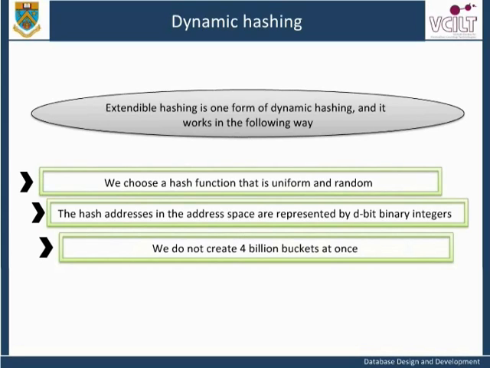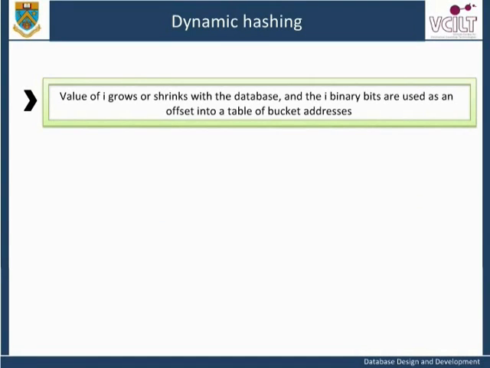For example, if there are 4 buckets at the moment, we just need 2 bits for the addresses, that is, 00, 01, 10, and 11. At any time, the actual number of bits used, denoted as i and called global depth, is between 0 for 1 bucket and d for maximum 2^d buckets. The value of i grows or shrinks with the database, and the i binary bits are used as an offset into a table of bucket addresses called a directory.